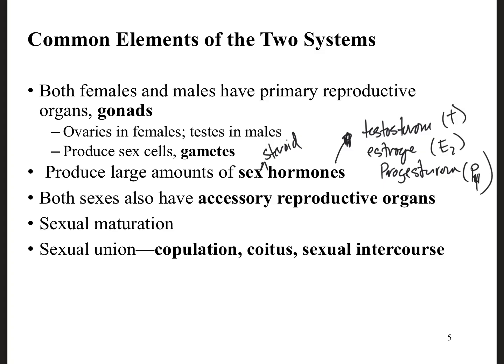Both sexes have accessory reproductive organs, right? Both sexes undergo sexual maturation, otherwise known as puberty. And then they engage in sexual union, right? Copulation, coitus, sexual intercourse, however you prefer the terminology for it.